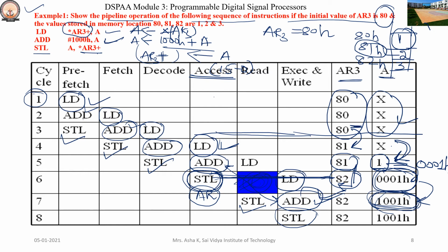Now the auxiliary register is pointing at 82, and the accumulator content after execution of the third instruction, where the accumulator is added with the auxiliary register content and the auxiliary register itself is the destination, now consists of the 1001 hexadecimal value.